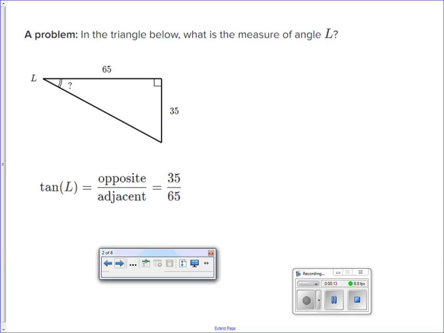So we've actually seen a couple problems like this. Here we have a triangle, and we want to know the measure of angle L. All we know are two sides. In relation to angle L, the side 35 is opposite, and the side 65 is adjacent. That means we know the tangent ratio. But what if we want to figure out the angle? Let's talk about how we're going to do that.